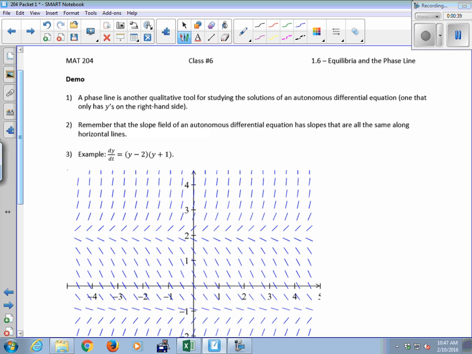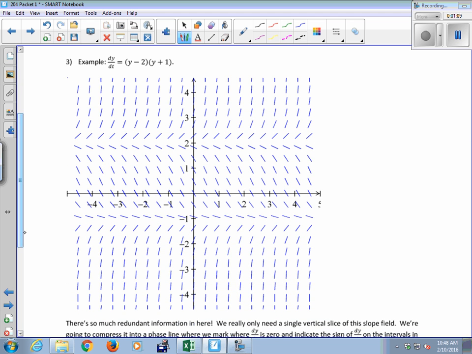Okay, so a phase line is another qualitative tool we can use to study solutions of autonomous differential equations. So it only works for autonomous differential equations, which is when the right-hand side of your differential equation has only y's. All right, so the first qualitative tool we looked at was slope fields. But here's a slope field of an autonomous differential equation. So you might notice that there's a lot of redundant information in this picture.